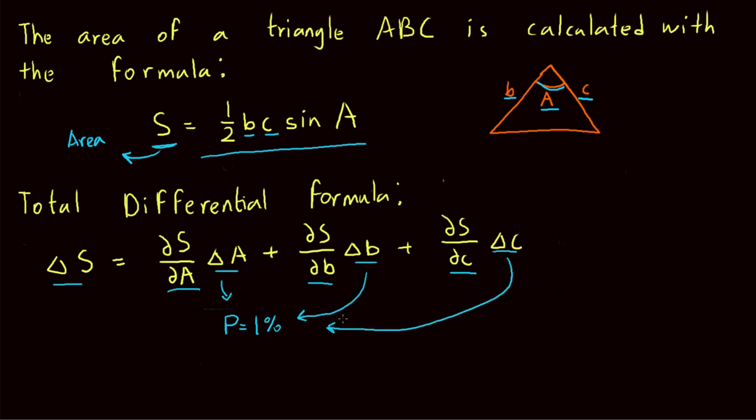But this is a percentage error, not the actual error. Here they want the actual error, which we don't have, by the way. So how are we going to find the actual error? Well, the truth is we don't. Instead, we can use the percentage error to find the percentage error of delta S.